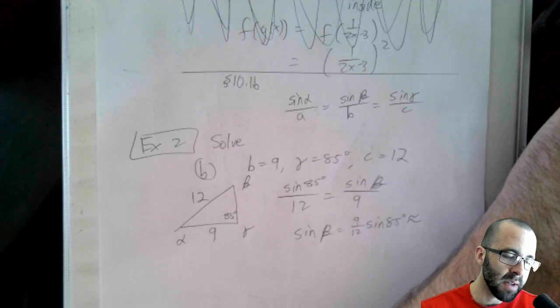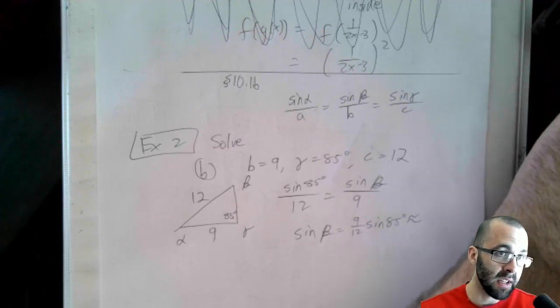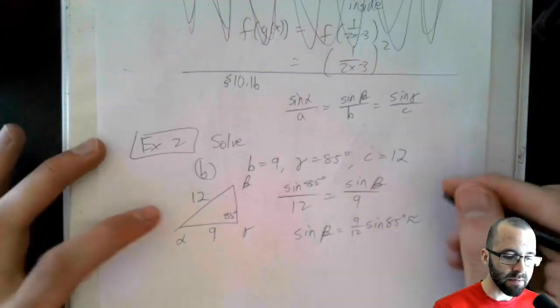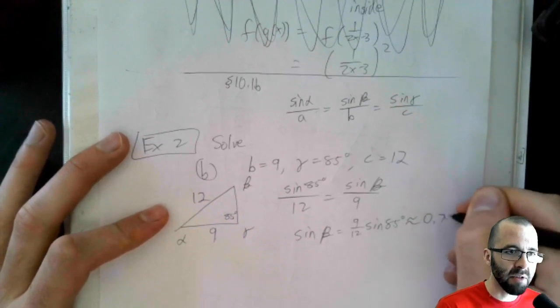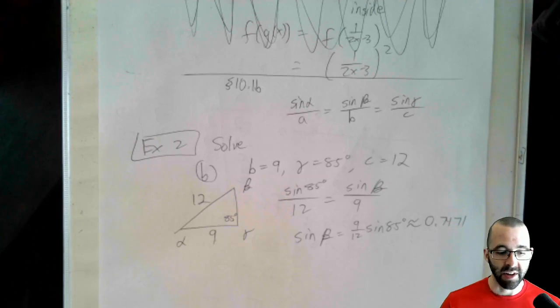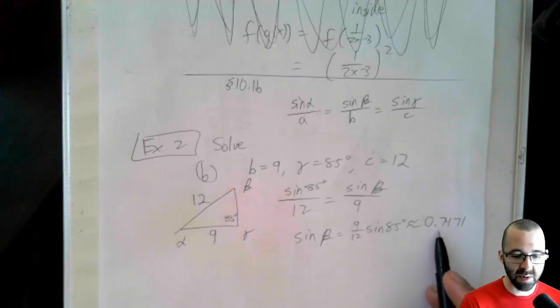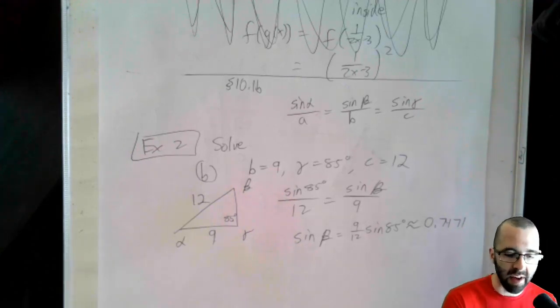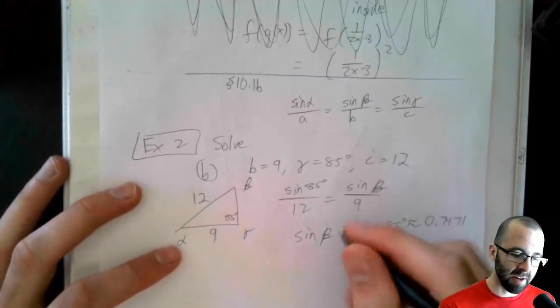9 divided by 12 times sine of 85. Make sure that you're using degrees right here. The right-hand side is 0.7471. So there's going to be at least one solution, which is good. If the right-hand side was like 5, there'd be no solution to that. So we're going to use inverse sine.